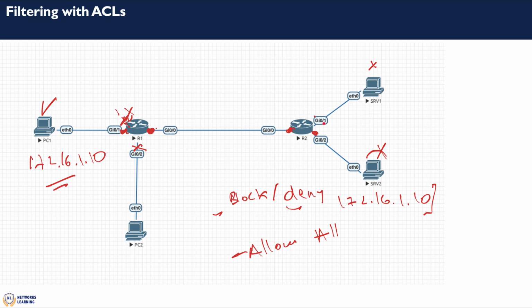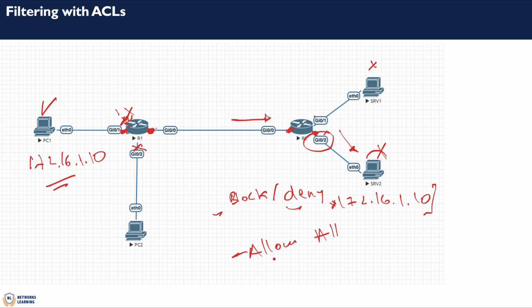So what about putting my access list here on gigabit 02? The traffic is flowing this direction from PC 1 and then down to this server here, server 2. What would be the action taken in router 2? Looking at the access list, the IP packet from PC 1 will match the first line, which is a deny. So this will deny traffic to server 2. Therefore, I will not reach server 2 from PC 1.